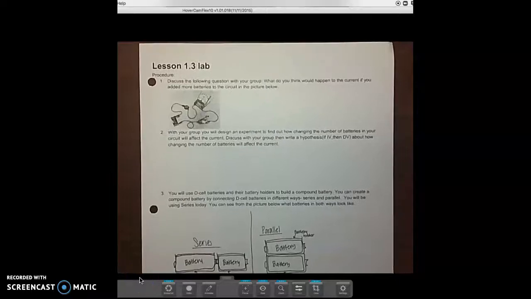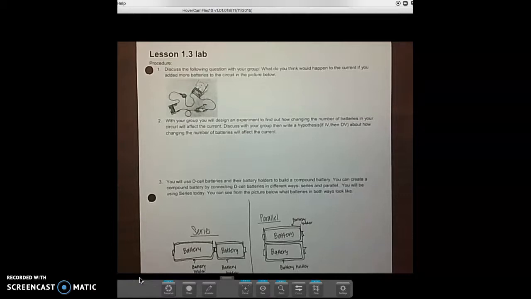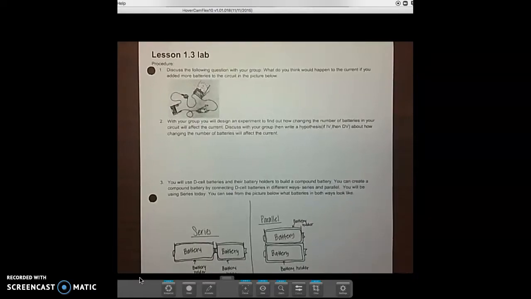Okay, so this is AmStyles Lesson 1.3 lab. The first question says, discuss the following question with your group. What do you think would happen to the current if you added more batteries to the circuit in the picture? So, we have already created this circuit in the last lab. So, what do you think is going to happen when you add more batteries to this circuit? So, write your answer down on number 1.